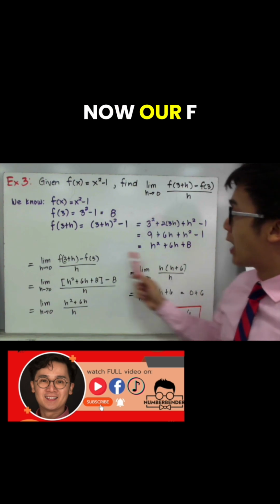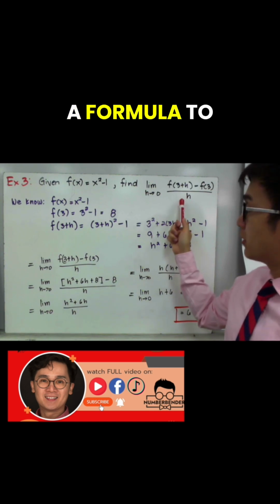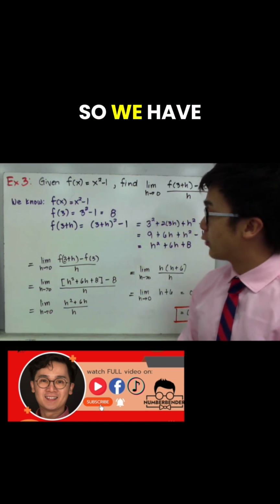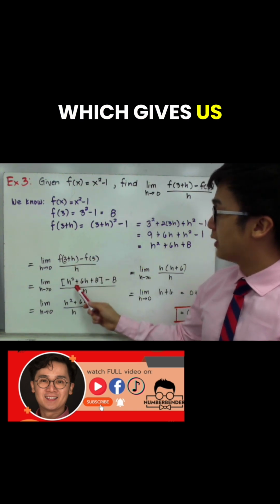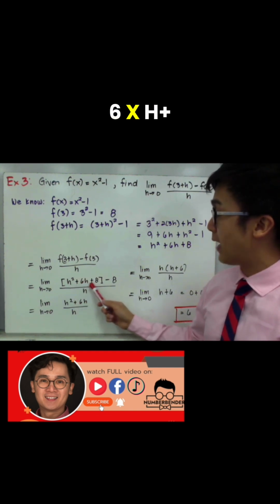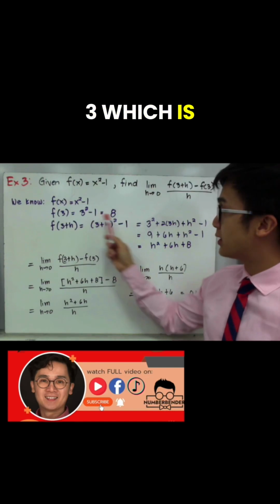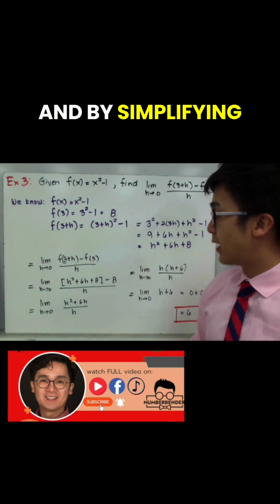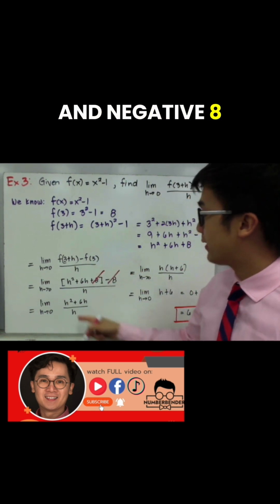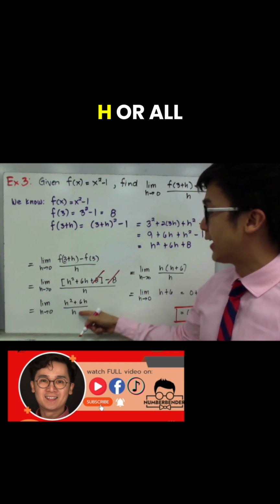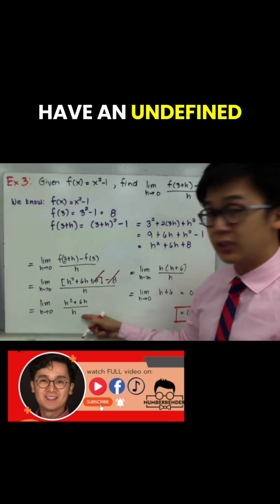So this is now our f of 3 plus h, which we will use in this formula to evaluate our limit. So we have f of 3 plus h minus f of 3 all over h, which gives us h squared plus 6h plus 8, for this particular function, minus f of 3, which is now equal to 8. And by simplifying, we know we can cancel 8 and negative 8, leaving us with h squared plus 6h all over h. And by direct substitution, we know we would still have an undefined expression.